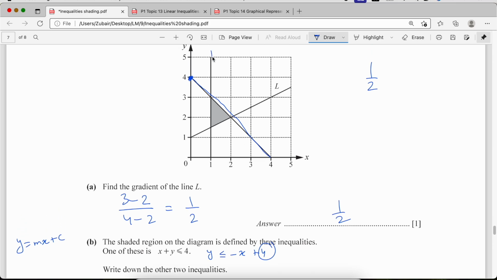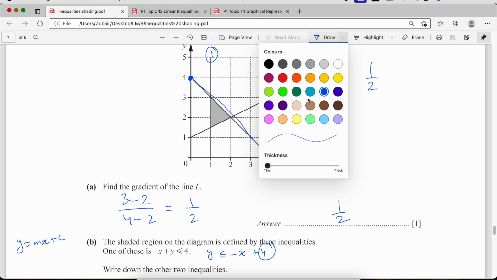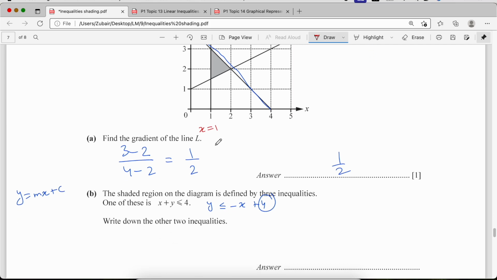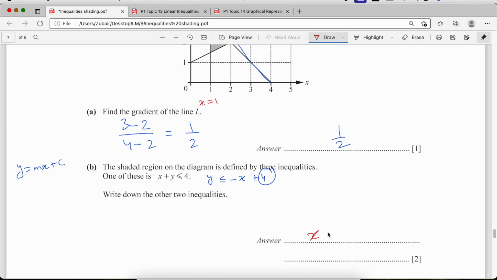So we have to write these two remaining inequalities. So first one is a perfect vertical line which passes through 1. The equation is x is equal to 1. And the shaded region is to the right of it, that is greater than 1, leaves me with the choice x is greater than or equal to 1 as one of the inequalities.